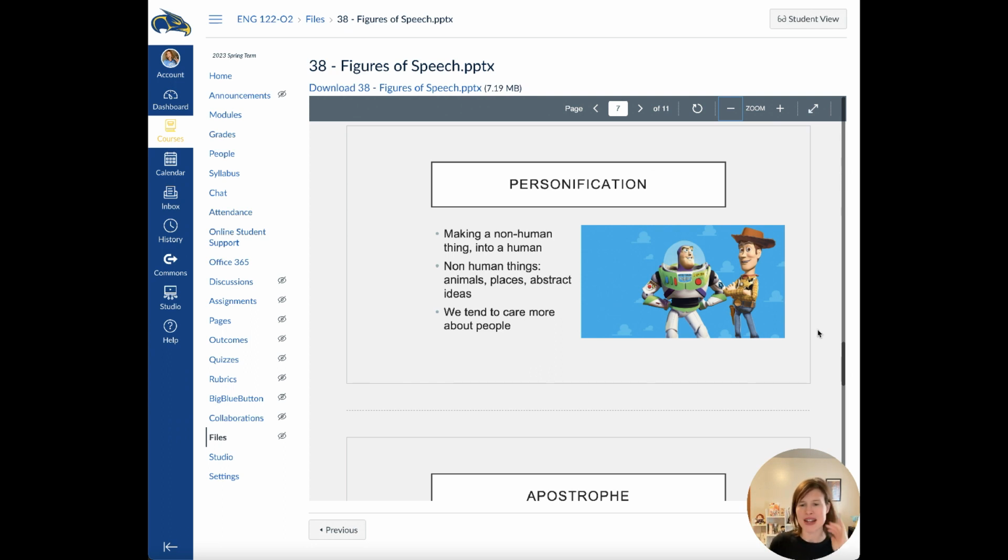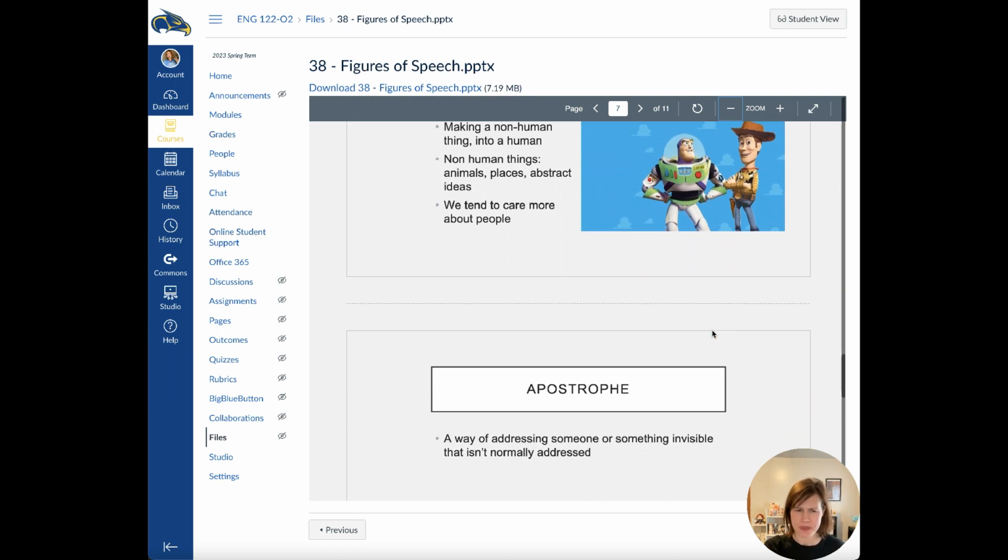Like with Woody and Buzz from Toy Story, they're just toys. They don't have a personality. They're just an object. But in Toy Story, they're personified to give them personality and make the audience connect more with them and the story surrounding them. So that's kind of the definition behind that term.